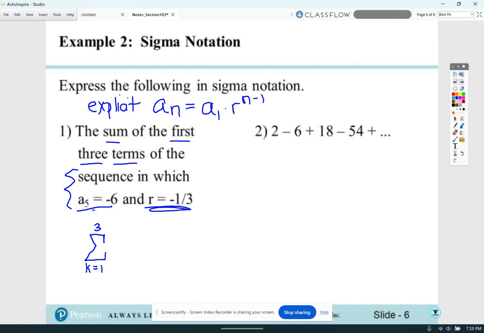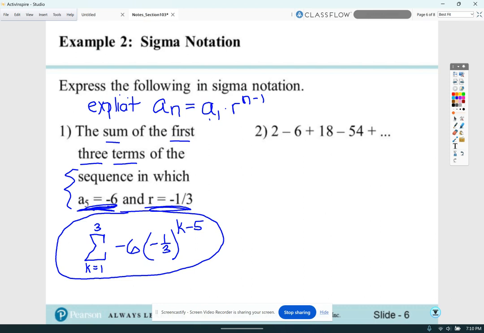But they gave me the fifth term, and I don't want to go back and find the first term, so I'm going to do -6, that's the fifth term, times the common ratio, which is -1/3. And then for my exponent, instead of doing n minus 1, I'm going to use k here, but I'm going to do k minus 5 because I'm using the fifth term instead of the first term, so I'm just adjusting that. And that's not the only way to do that. I see students doing that lots of different ways, but that's probably the quickest in terms of getting us a solution without doing a whole lot of excess work.